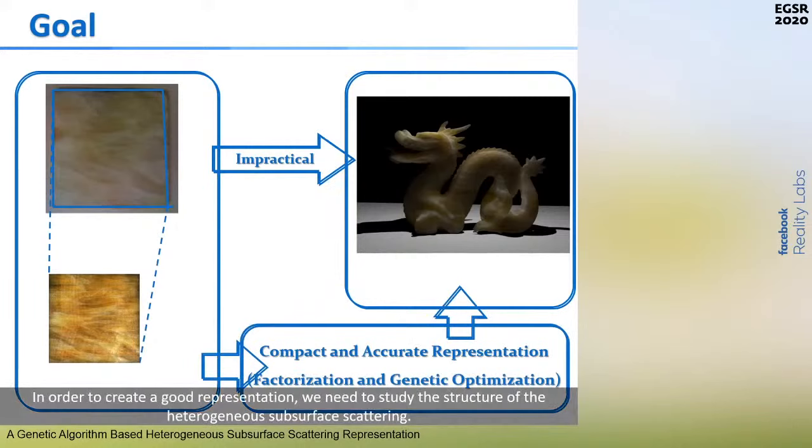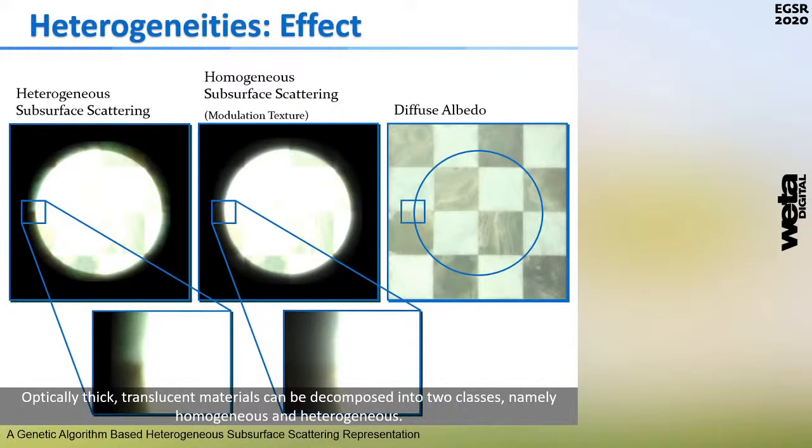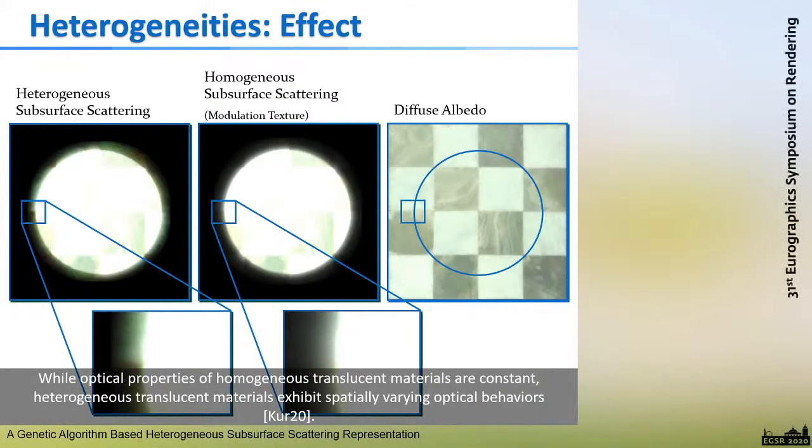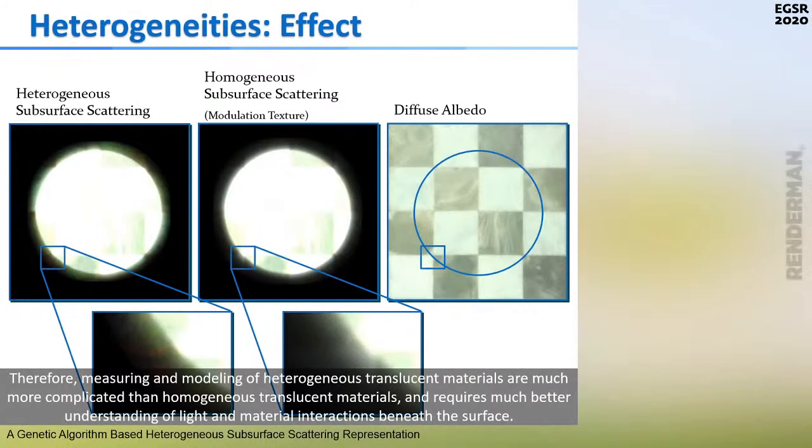In order to create a good representation, we need to study the structure of the heterogeneous subsurface scattering. Optically thick translucent materials can be decomposed into two classes, namely homogeneous and heterogeneous. While optical properties of homogeneous translucent materials are constant, heterogeneous translucent materials exhibit spatially varying optical behaviors. Therefore, measuring and modeling of heterogeneous translucent materials are much more complicated than homogeneous translucent materials and require a much better understanding of light and material interactions beneath the surface.